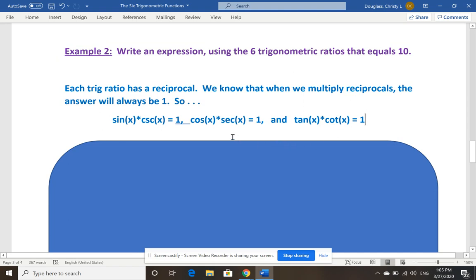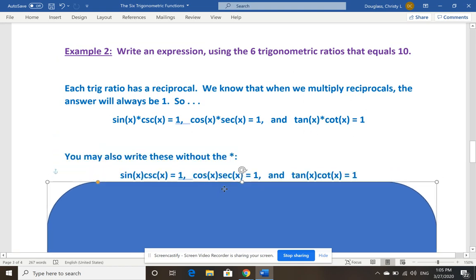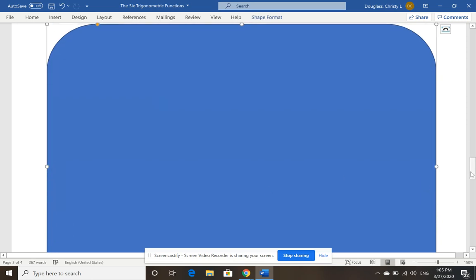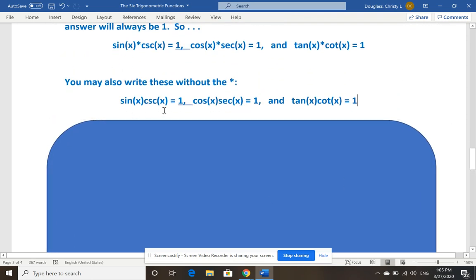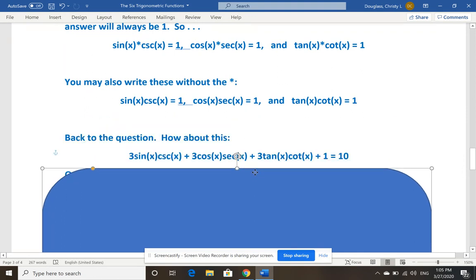The other thing I want to make note of here is I put a multiplication symbol here in between these, but we know in algebra that you don't have to put the multiplication sign. All right, we could just write it this way: sine x cosecant x equals 1, and so forth. So now that we've established that, we can go back to the question.